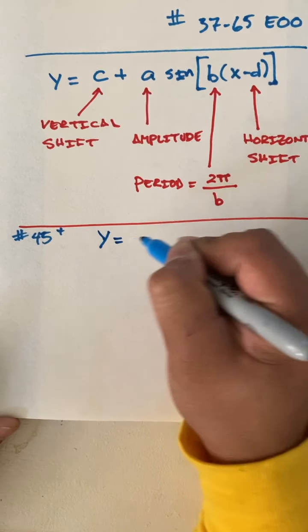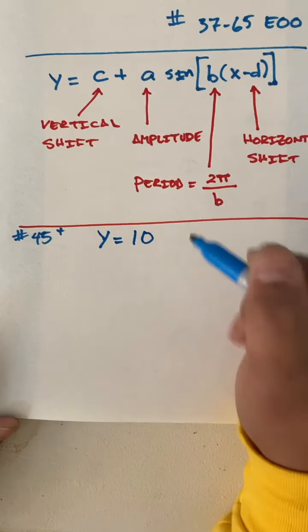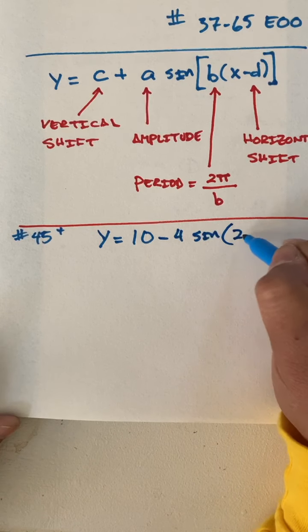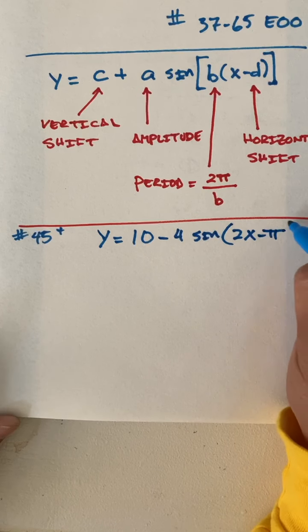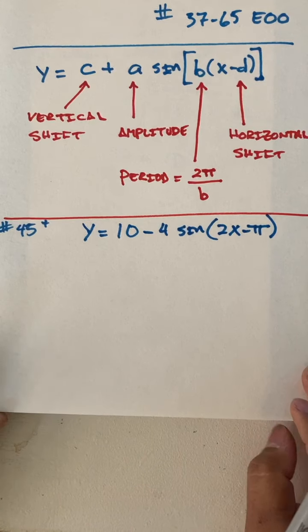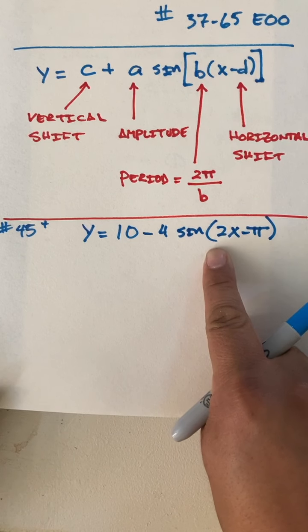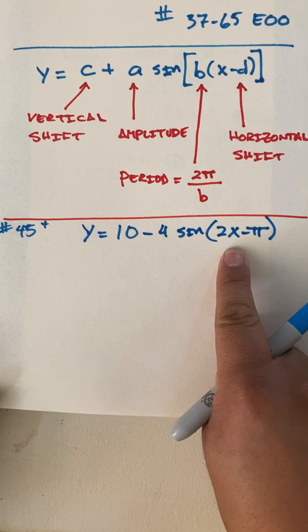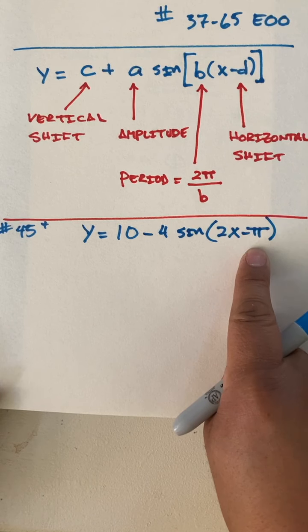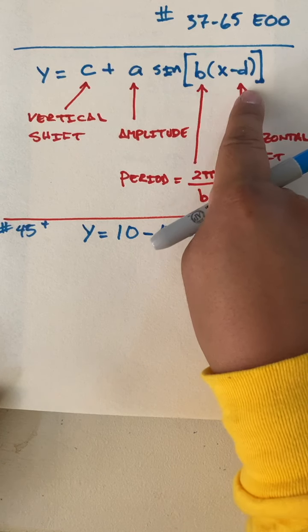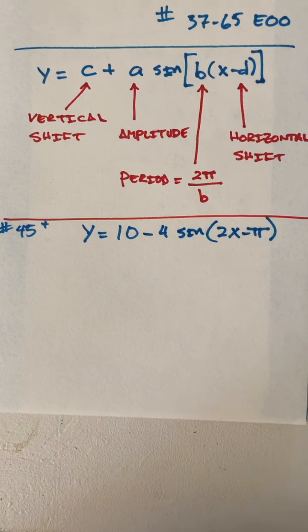We are going to graph y equals 10 minus 4 sine of 2x minus pi. All right. So does this look like this? Not quite. Here I have my 2 right next to the x, and then I have that pi, and I only have one argument. All right. So here I have this B is not factored out of x minus d. So I'm going to do that right before your eyes right now. Okay, we'll get it into that form.